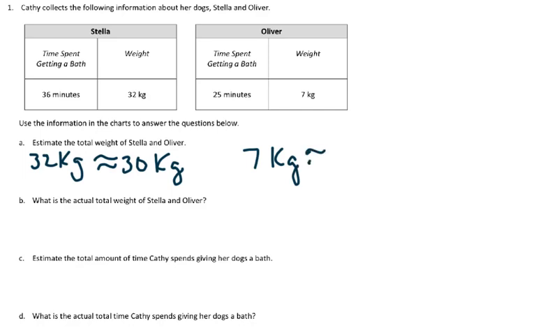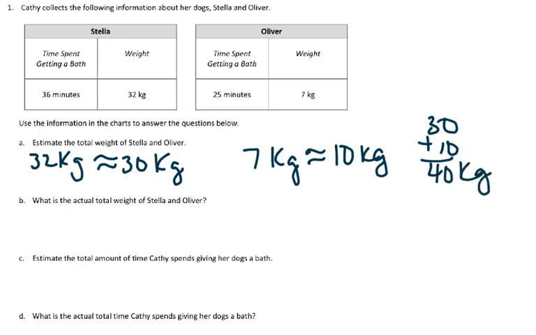of Stella and Oliver. Okay, so we're going to look at Stella's weight, and it's 32 kilograms, which is about 30 kilograms, and they need to use a vertical number line for that. They can. And 7 kilograms for Oliver, which is about 10 kilograms. So when we're doing A, estimate the total weight of Stella and Oliver, we're going to add these two together. We have 30 plus 10. So the estimated total weight for Stella and Oliver would be 30 plus 10, which is 40 kilograms.